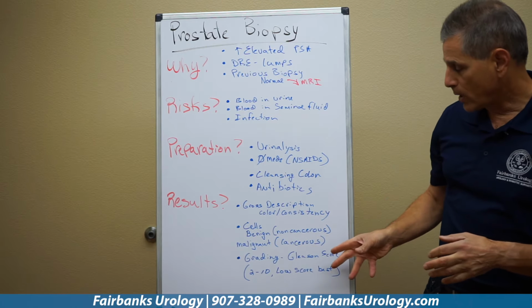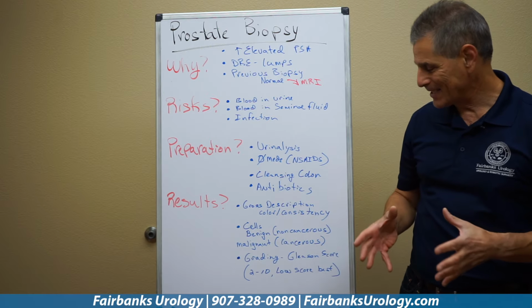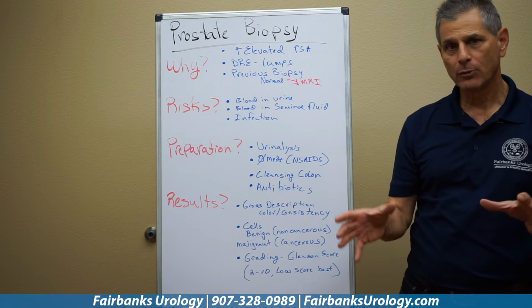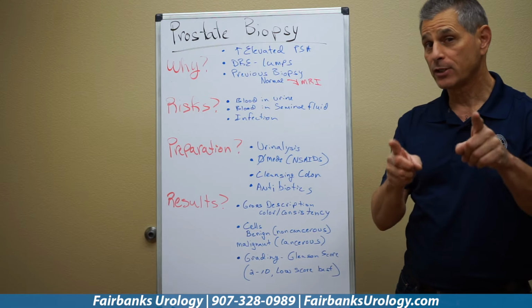Next, we move on to grading. This is something the pathologist does, and we use something called a Gleason scale. 2 to 10 is usually the scale that they use. The lower the number in that Gleason score, the better for you.